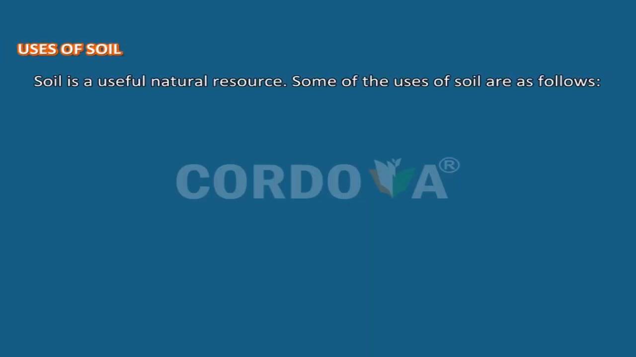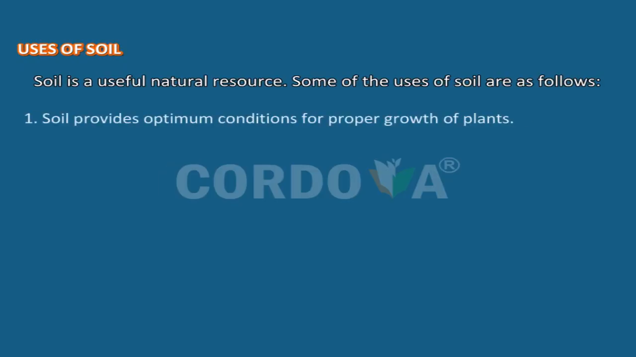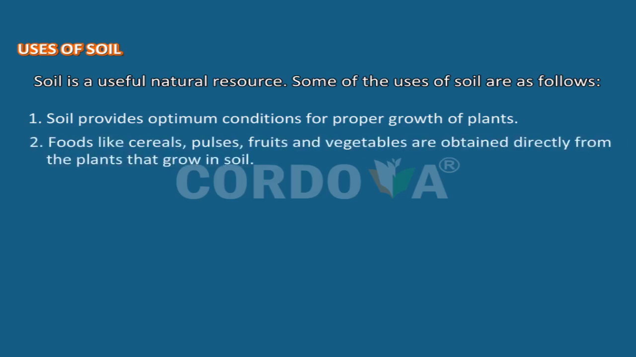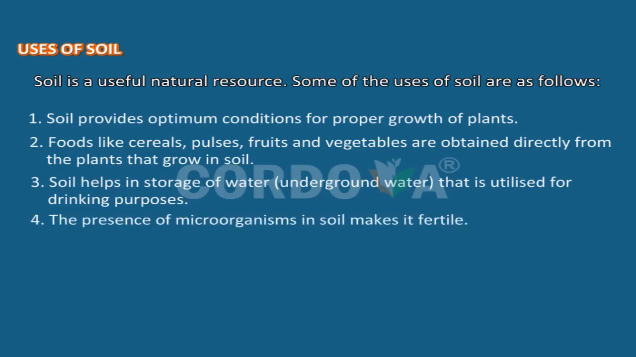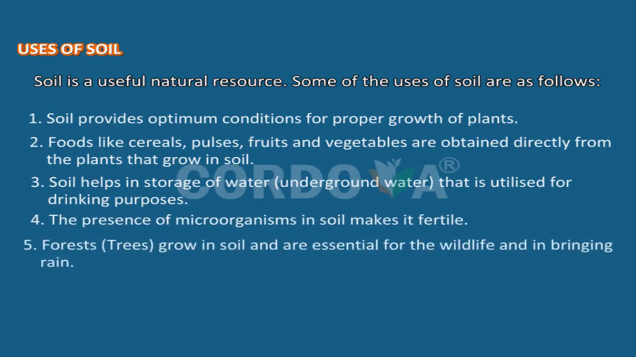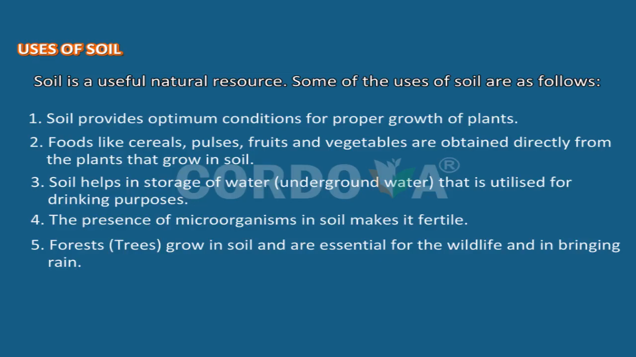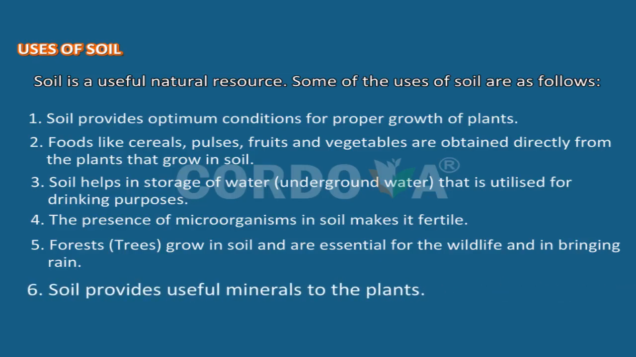Uses of soil. Soil is a useful natural resource. Some of the uses of soil are as follows. Soil provides optimum conditions for proper growth of plants. Foods like cereals, pulses, fruits and vegetables are obtained directly from the plants that grow in soil. Soil helps in storage of water, underground water that is utilized for drinking purposes. The presence of microorganisms in soil makes it fertile. Forests, trees grow in soil and are essential for the wildlife and in bringing rain. Soil provides useful minerals to the plants.